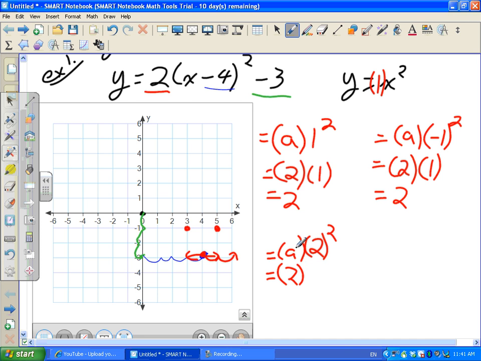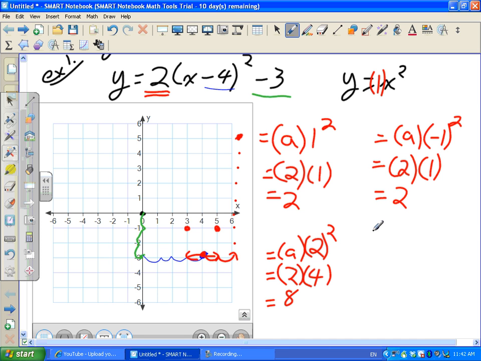I substitute my 2 in for a, because that's our a there. What's 2 squared? 4. 2 times 4? 8. So I've gone over 2, I've got to go up 8. 1, 2, 3, 4, 5, 6, 7, 8. There's another point on the parabola.